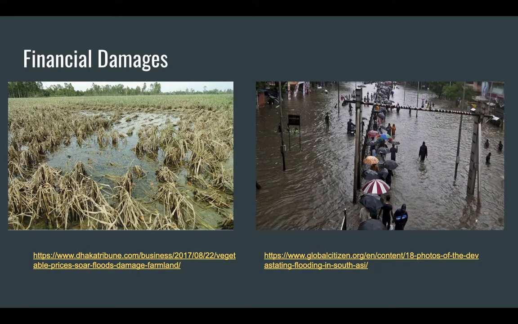India's financial capital of Mumbai, which also contains India's second biggest airport, was brought completely to a halt with massive flooding that destroyed thousands of homes and made travel nearly impossible other than by walking. The cost of these floods was estimated to be around $10 billion in economic damages.